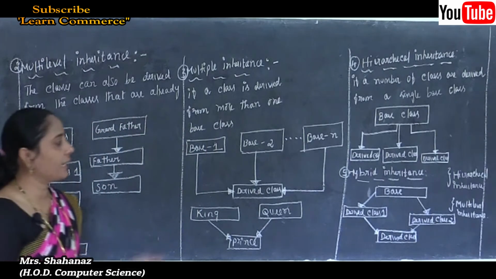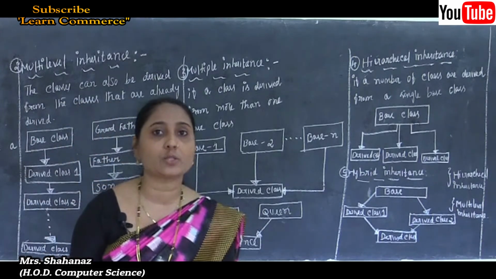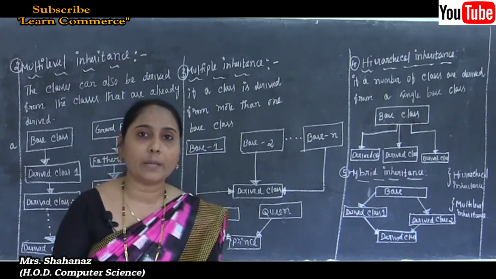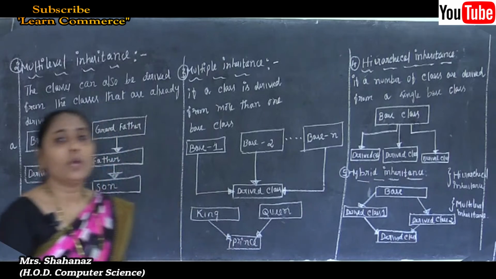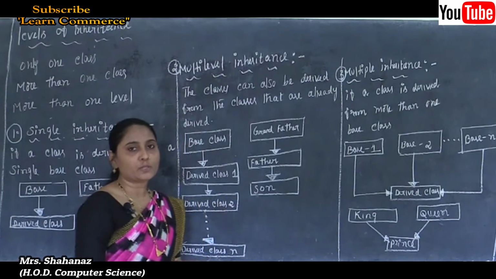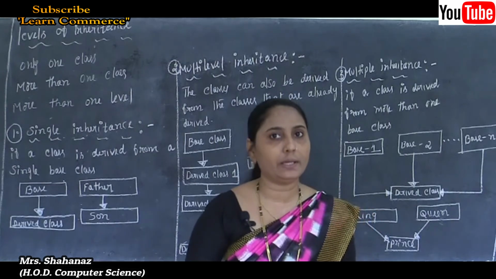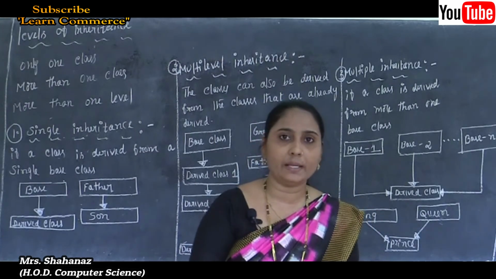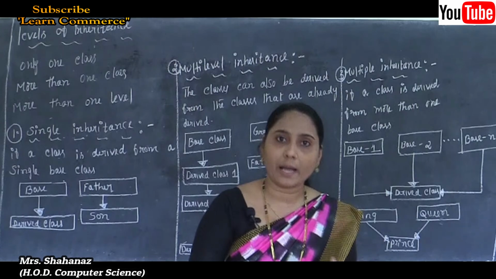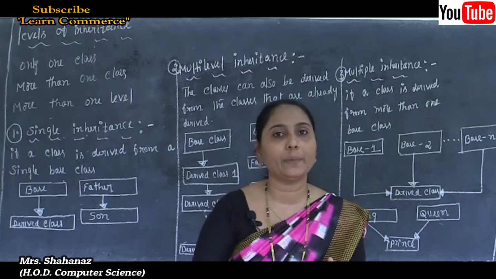So all these diagrams are suitable for all types of inheritance. The types of inheritance are single inheritance, multi-level inheritance, multiple inheritance, hierarchical inheritance and hybrid inheritance.